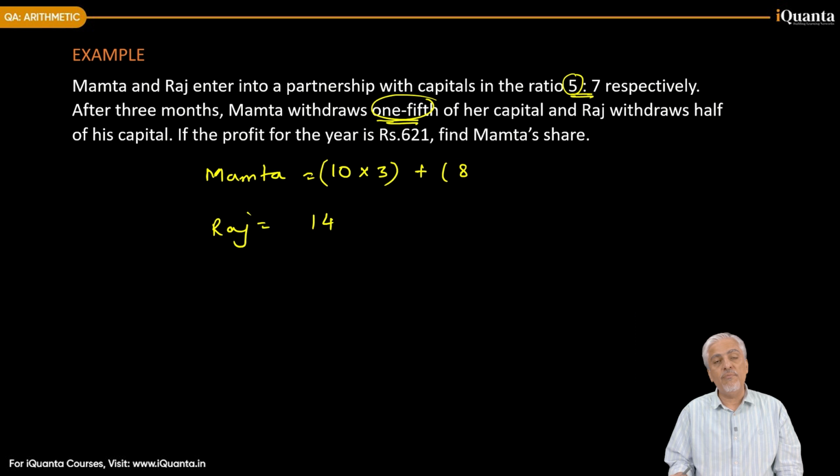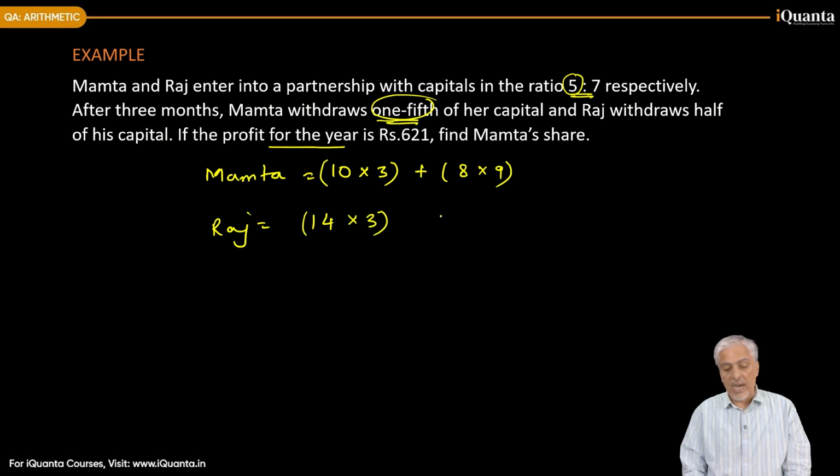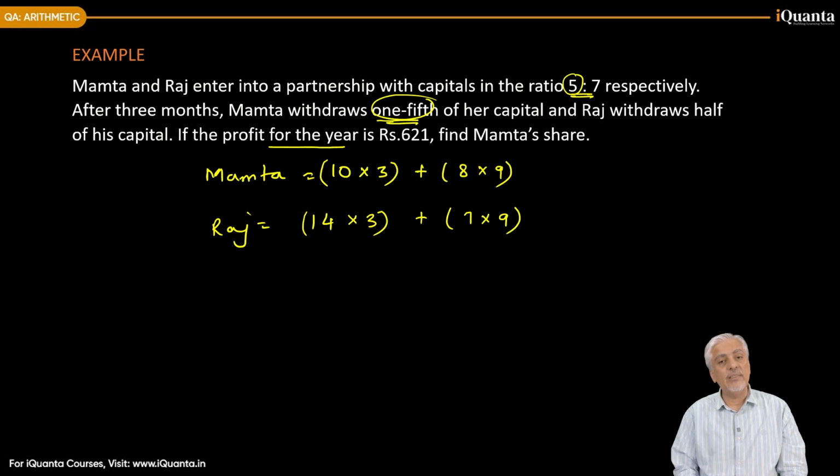So this is how we do it when you have balance amounts. There should be a plus with another. And this 8 will be for the remaining part of the year. That means 9 more months. Raj at the same time withdraws half of his capital. So his money also was there for only 3 months, 14. Half he withdraws. That means he will now have 7 for the remaining 9 months.